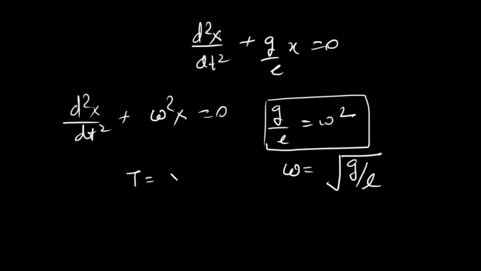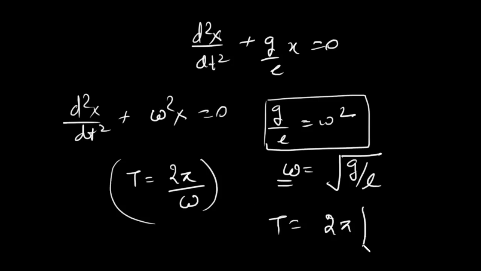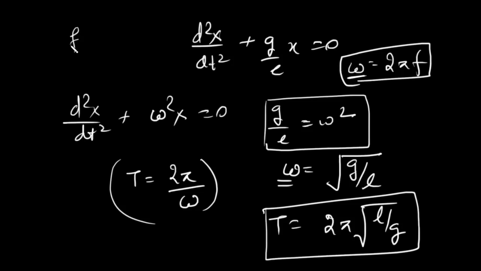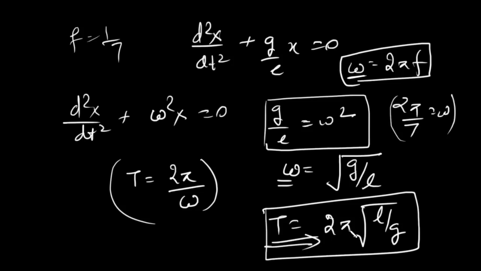Now we can find the time period with this angular frequency. It would be 2 pi by omega, so the time period would be equal to 2 pi root L over g. This is my answer. Because omega is 2 pi f, where f is the frequency and omega is the angular frequency, and f is 1 by T, so 2 pi by T is omega. So here T is equal to 2 pi root L by g. This is my answer.